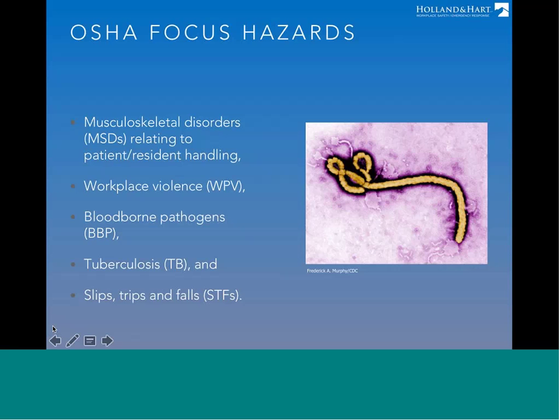And finally, slips, trips, and falls, which are very common. And OSHA is not necessarily looking for the injuries that are going to kill people. They're looking for any sort of occupational injury, and slips, trips, and falls are very, very common in the hospital and nursing home setting.